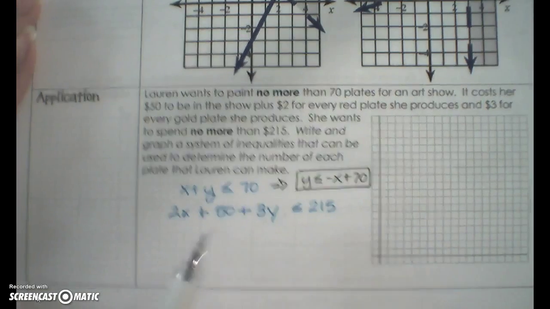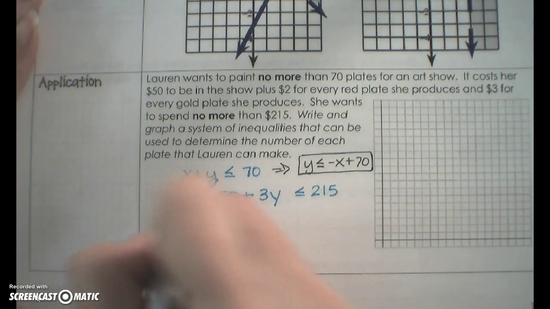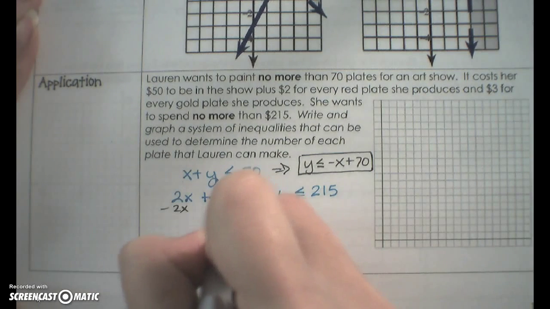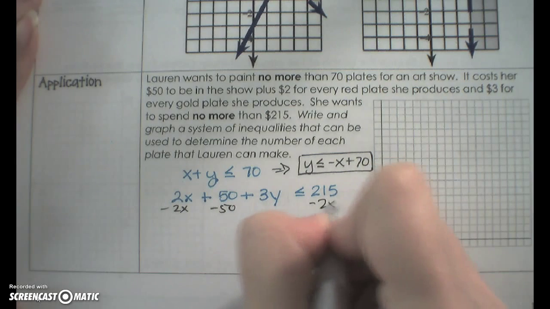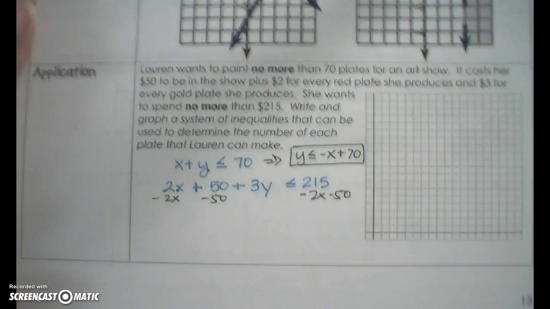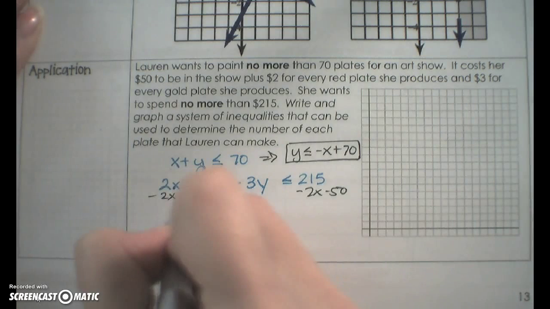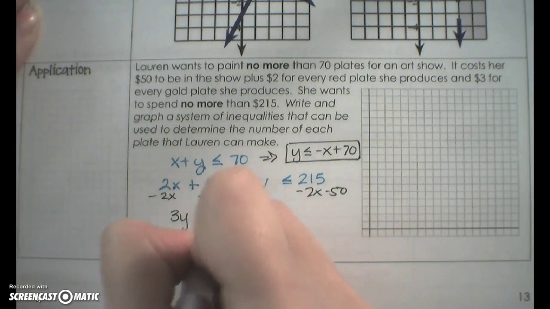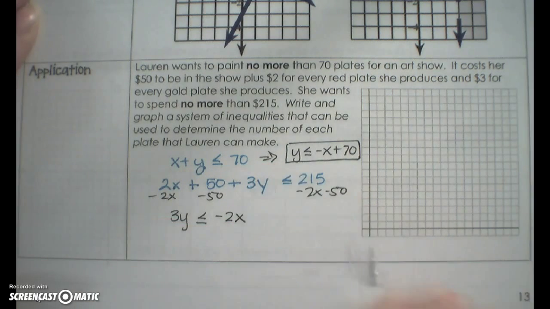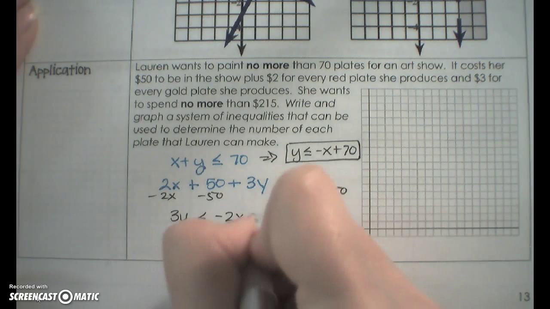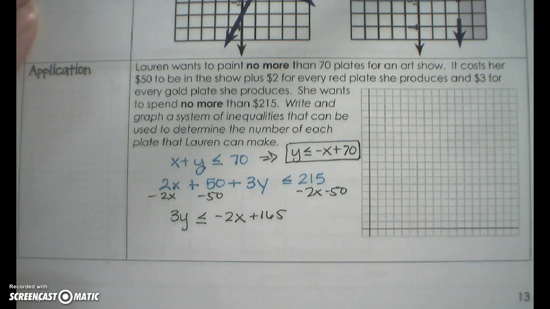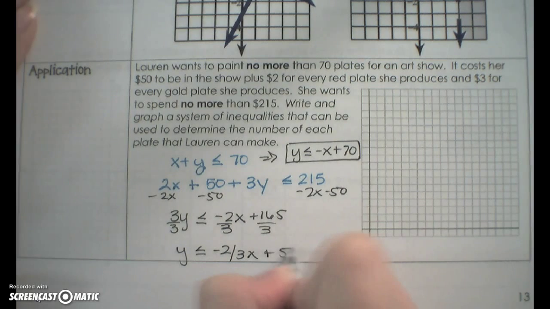And then this one, we need to get the y alone. So let's subtract 2x and 50. And I'm going to do it at the same time, but you can take it one step at a time. 3y less than or equal to -2x. 215 minus 50. We want to actually do that, 165. And then divide by 3. So y is less than or equal to -2/3 x plus 55.